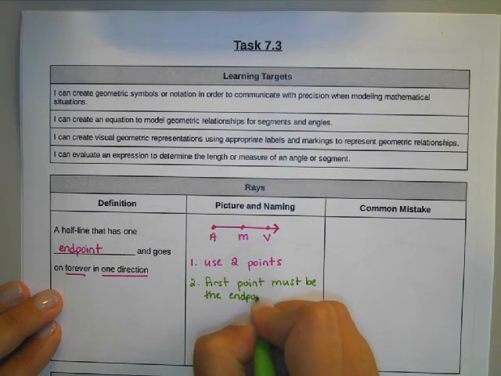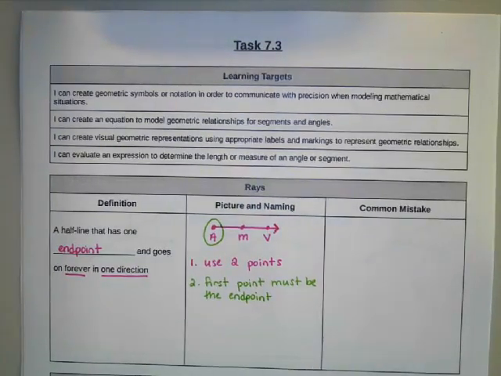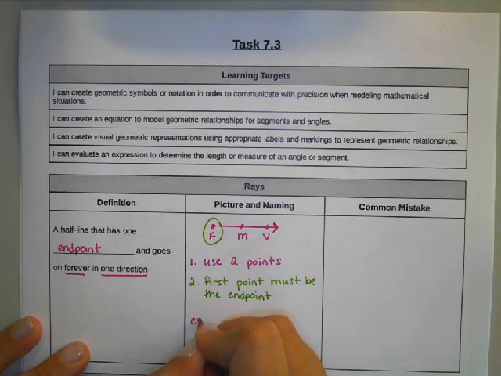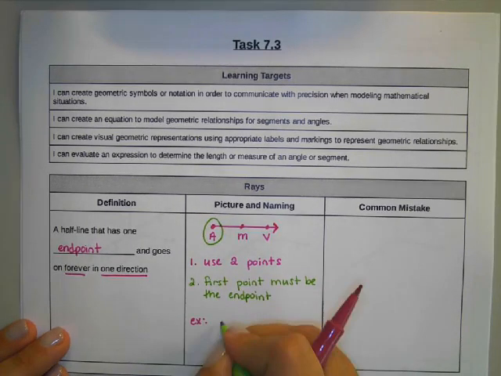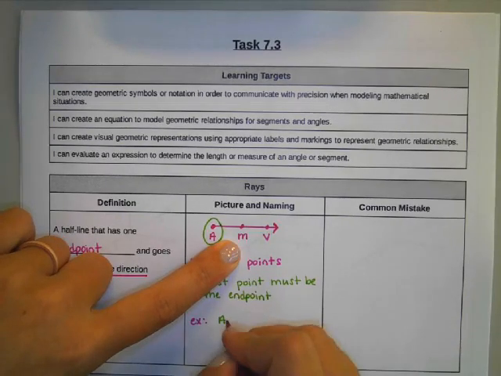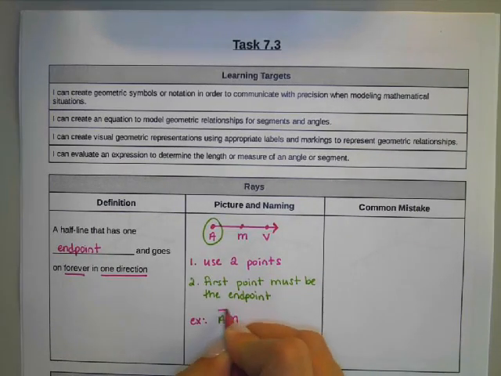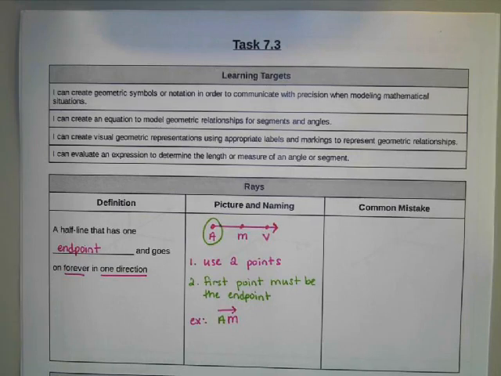Now, in this case, the endpoint of this ray is point A. So I know that the name of this ray is going to have to start with the letter A, and then I can choose any of the other points on the ray. So here's an example of how I could name this ray. I could start with A, because that's the endpoint, and then let's say it goes in the direction of M, I'm going to put a little M here. Now, just like when we named a line, we drew a little picture of a line over the top. When we named a segment, we drew a little picture of a segment. When we name a ray, we're going to draw a little ray over the top.